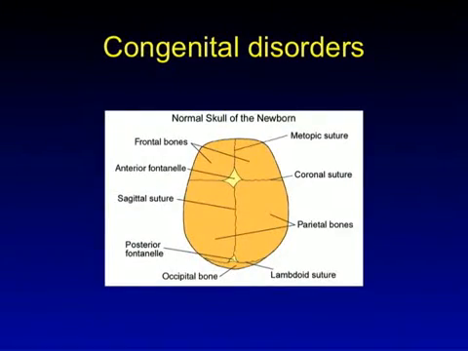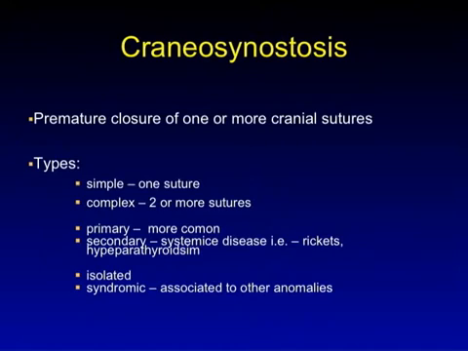Congenital disorders usually revolve around the suture lines. Okay, so there's the metopic suture, the coronal suture, the anterior fontanelle, the sagittal suture, and the lambdoid suture. Craniosynostosis is really a result of premature closure of one or more cranial sutures. There are a lot of theories as to why certain formations occur, but those are all theories of etiology. You don't have to know those. So the types are important to know.